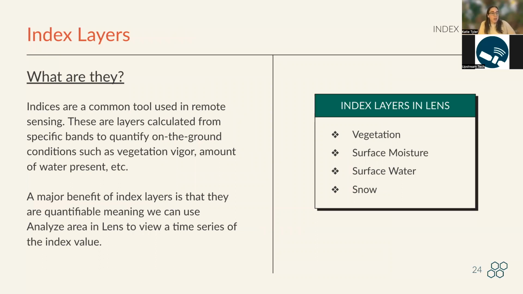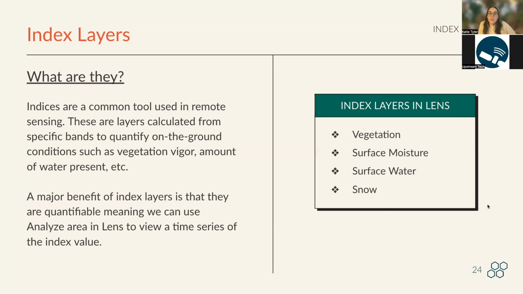So we often will have vegetation indices or indices telling us how much moisture is on the ground. One big benefit of these indices is that because they're this calculated number, they are quantifiable, and we can then make a time series analysis of them over time to really gain some deeper insights into how this land has been changing over the past few years.